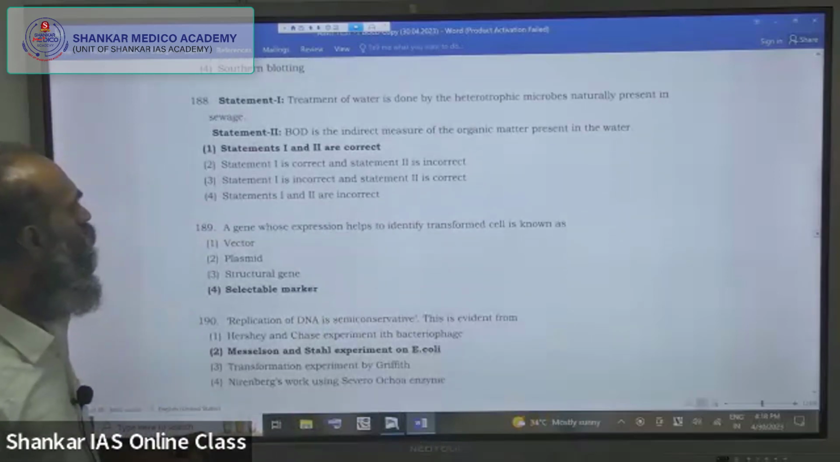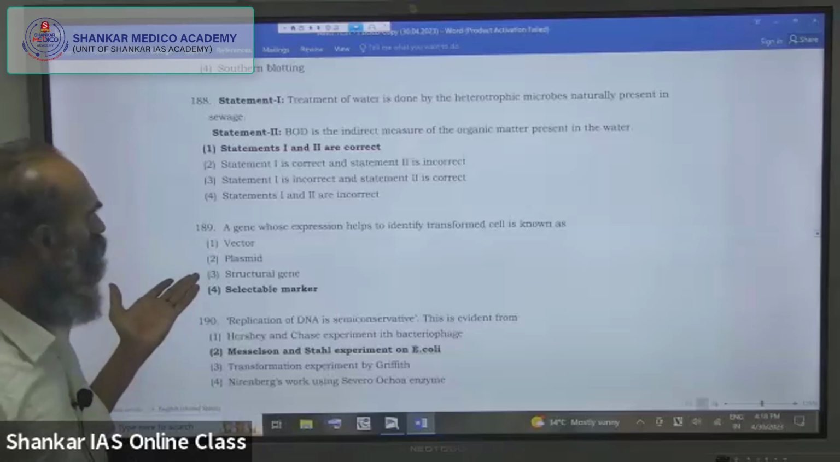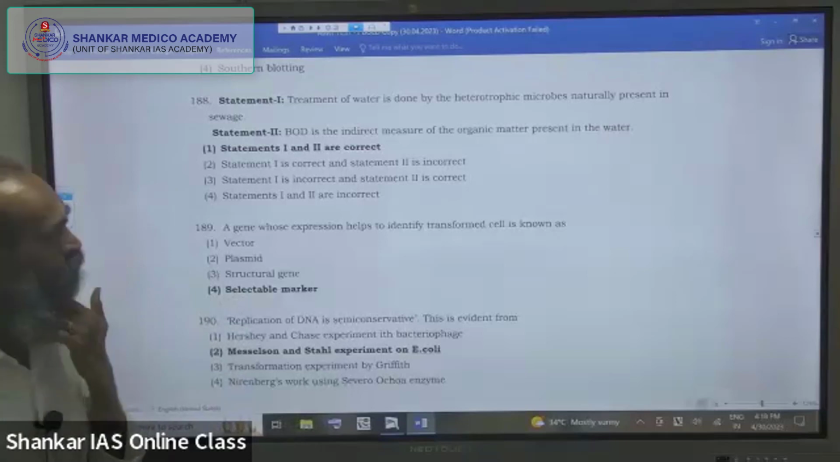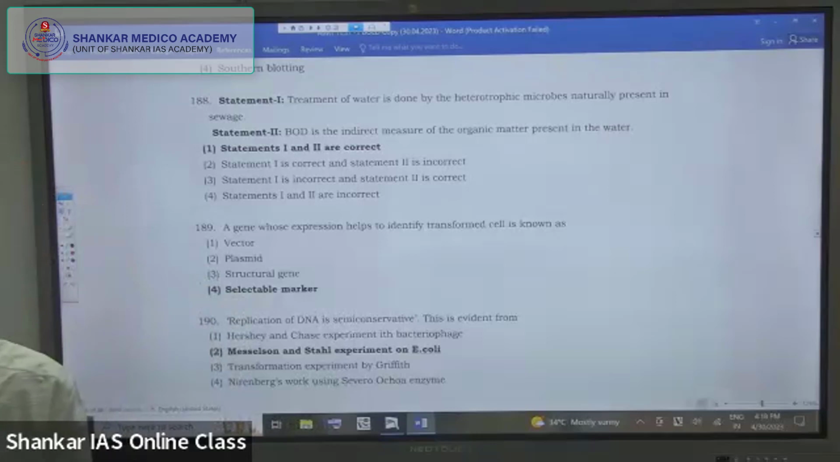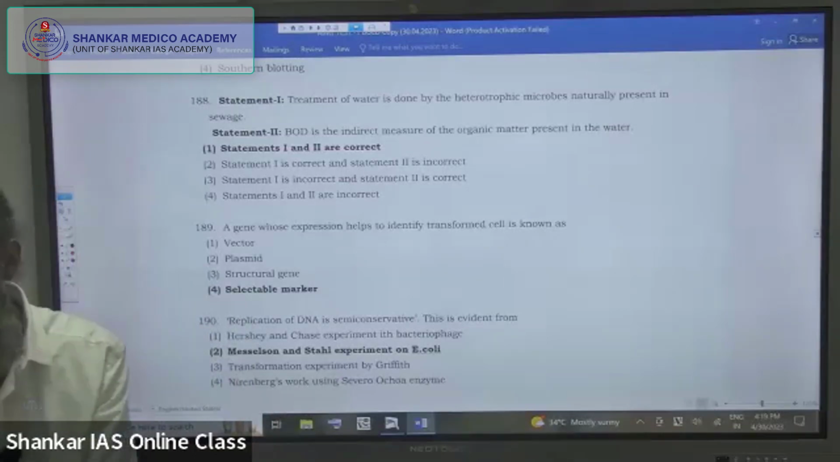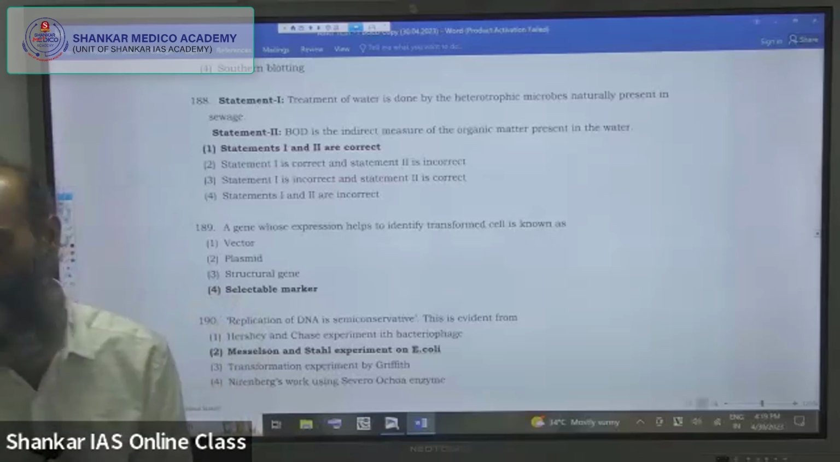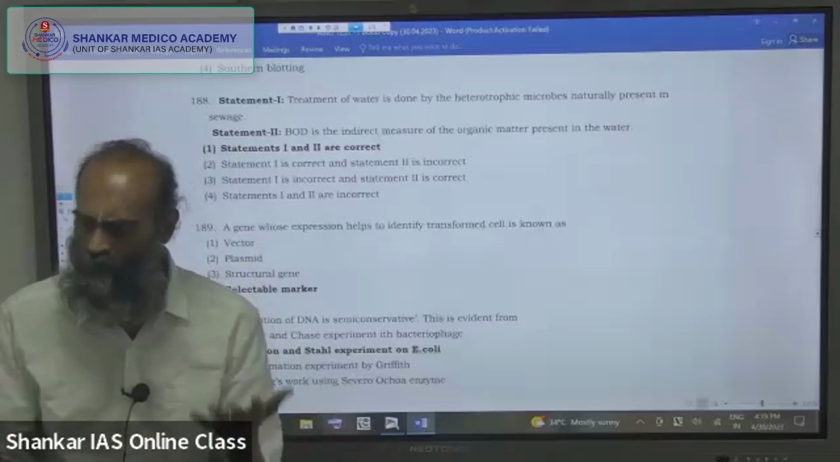Treatment of water is done by the heterotrophic microbes naturally present in sewage. Biochemical oxygen demand is the indirect measure of organic matter present in the water. Any doubt in this? Microbes naturally present in sewage means already there will be some, but also we add. Already when it is collected, some are naturally there; if bacteria is not added, it will not get decomposed. That is only to enhance, but already it will be there, and we are taking from there only, culturing it, and adding it over there. Naturally, if it is an open drain, decomposition will take place or not.